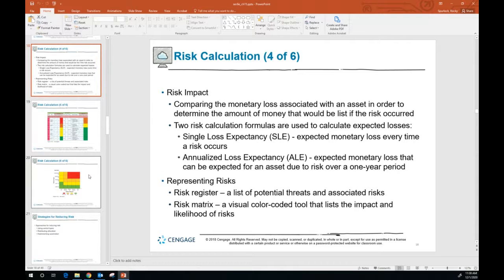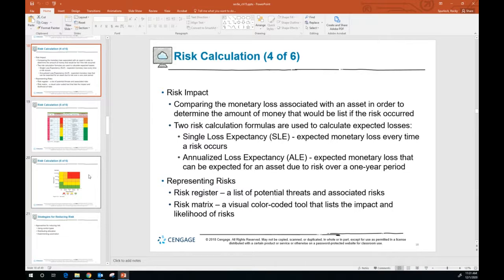The risk impact is comparing the monetary loss associated with an asset in order to determine the amount of money that would be lost if the risk occurred. So we have two risk calculation formulas that are used to calculate the expected risk. You have a single loss expectancy. That's how much money you expect to lose every time this risk occurs. And you can also look at an annualized loss expectancy, which is how much money can be lost for an asset due to risk over a 1-year period.